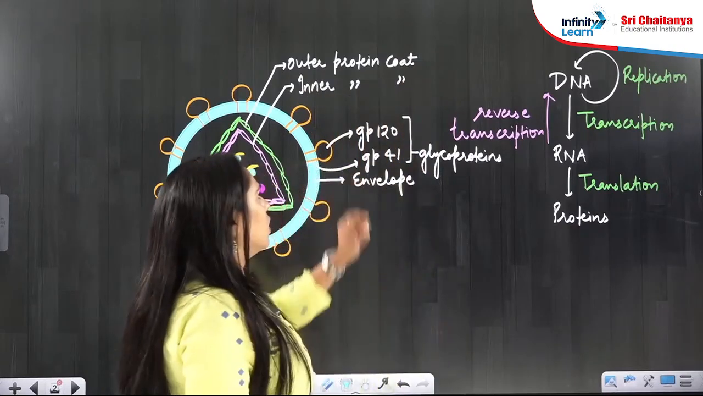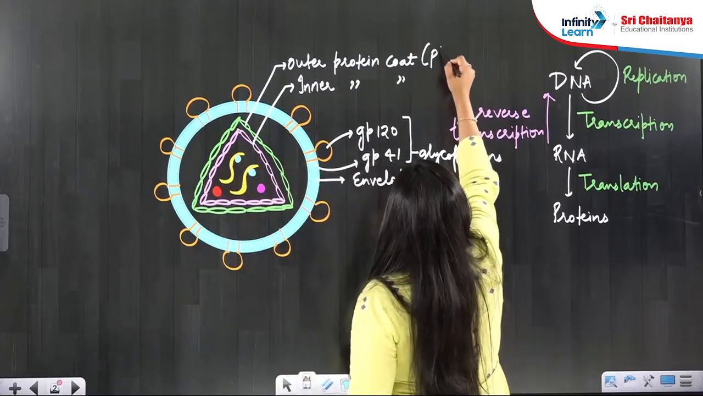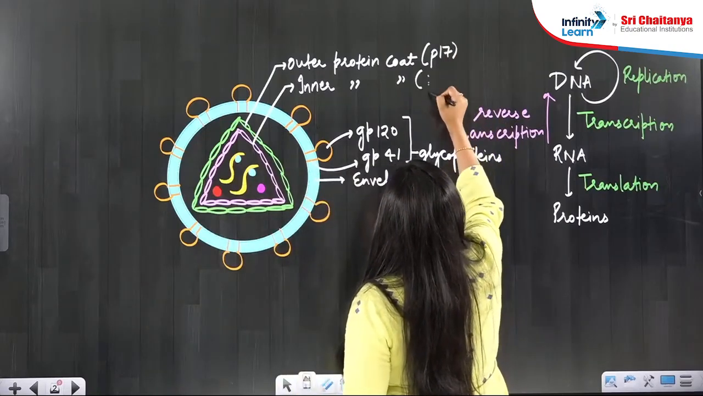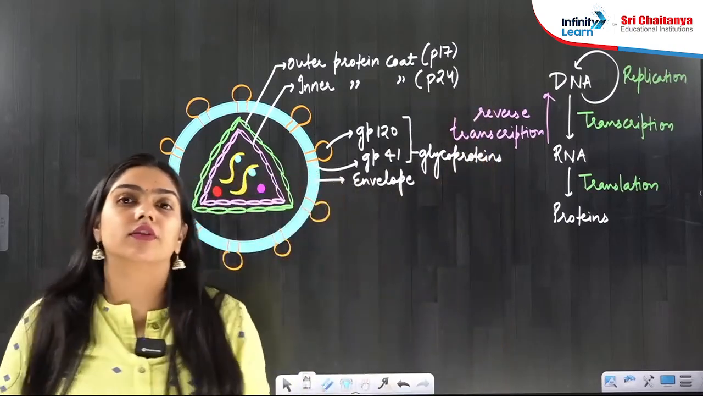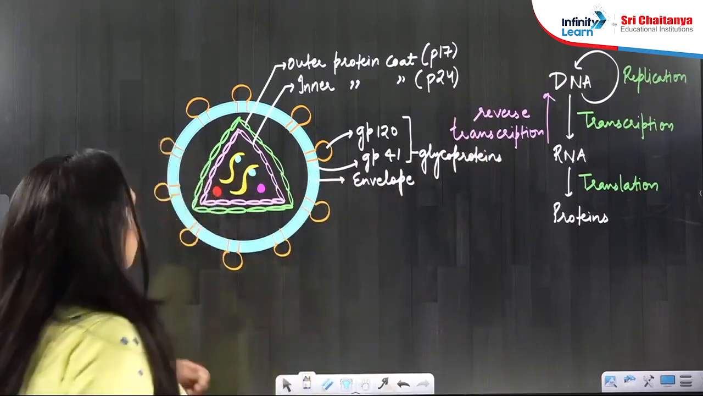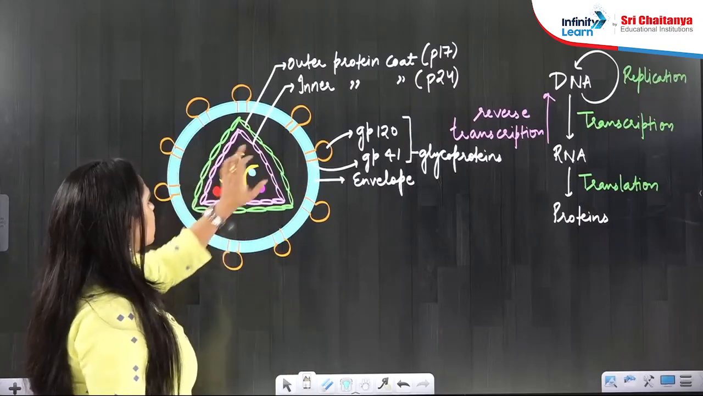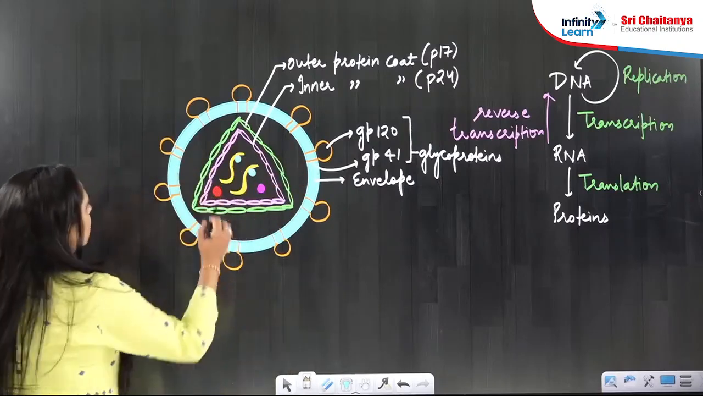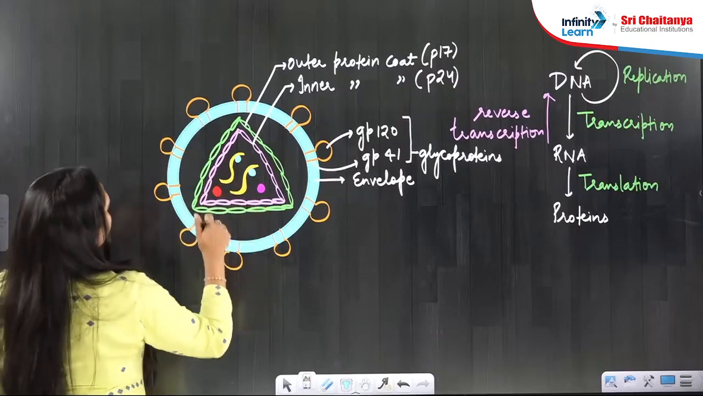Alright. So they can be called P17 and this is P24. This is also telling you the molecular weight of the protein. You can see the envelope and then you can see the protein coats. Then you can see the two copies of single stranded RNA.